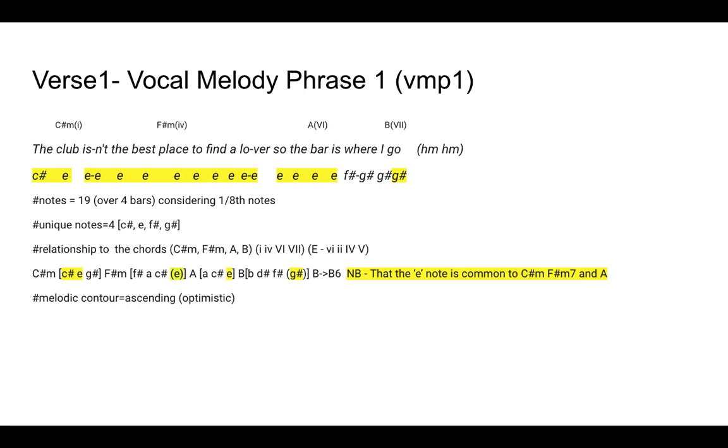Okay, the notes. How many notes? Let's ignore the feel for a second. We're going to count the syllables, in fact. So, the club isn't the best place to find a lover, so the bar is where I go. I count on my fingers when I do that, and then I look at my fingers, and I count 19. I think it's 19 notes. So we are going to consider these 8th notes the way I count it. You can do it in 16ths if you want, but we do 8ths for me to demonstrate to you.